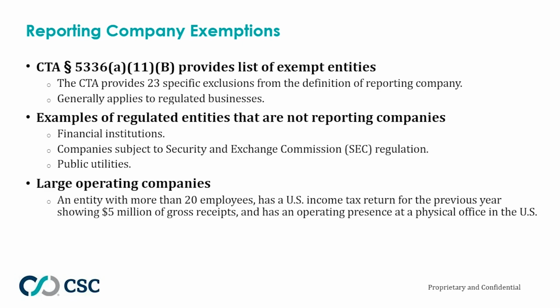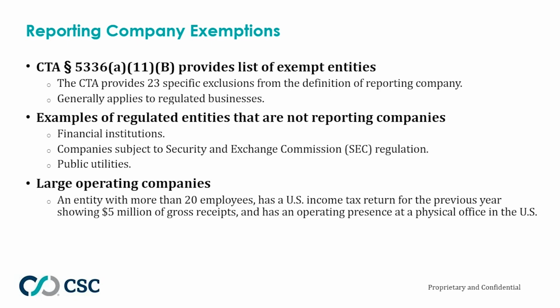There's also an exemption for large operating companies. These are entities that have 20 or more full-time employees and that have filed a U.S. income tax return for the previous year that shows at least $5 million in gross receipts, and they have to have an operating presence at a physical office in the United States. These types of companies will be exempt from reporting, at least after the first year.